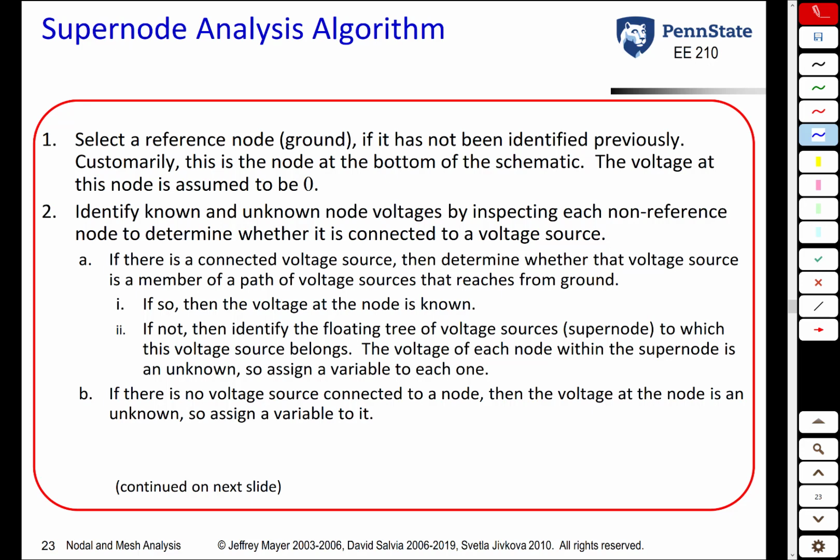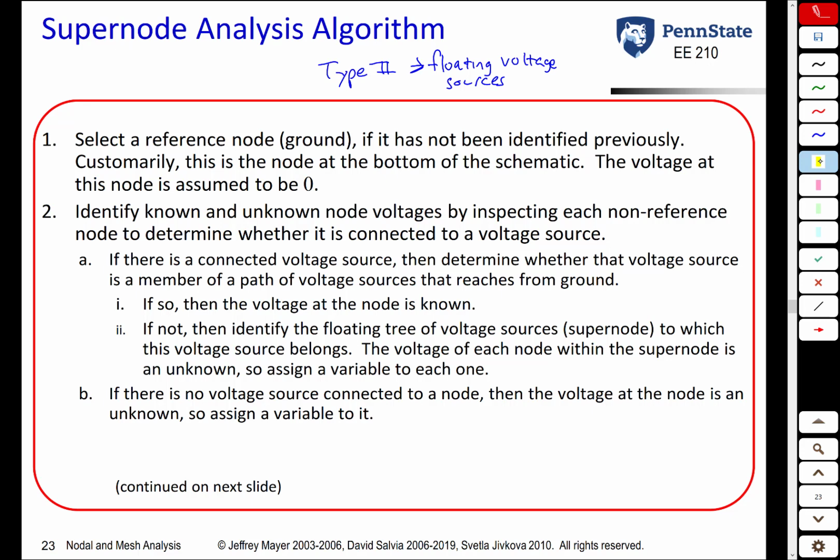We're going to do a couple examples, and then we're going to switch gears a little bit and introduce another type of analysis technique called mesh analysis. But let's start with the supernode analysis algorithm. So once again, these are for type 2 circuits. These are circuits that have floating voltage sources. You're going to see that many of the steps in this algorithm are identical to the type 1 circuits, but there are a couple additional steps as well.